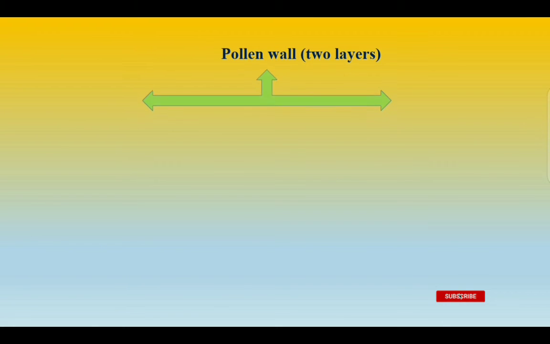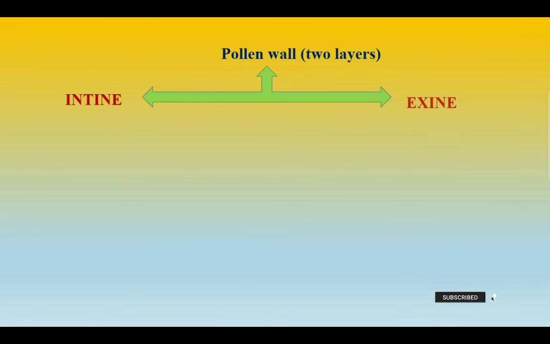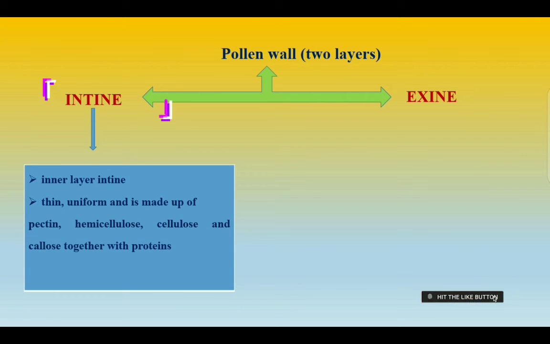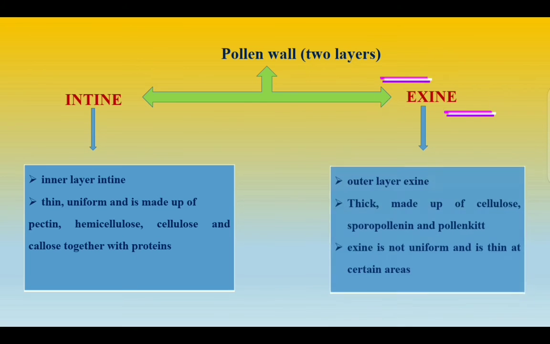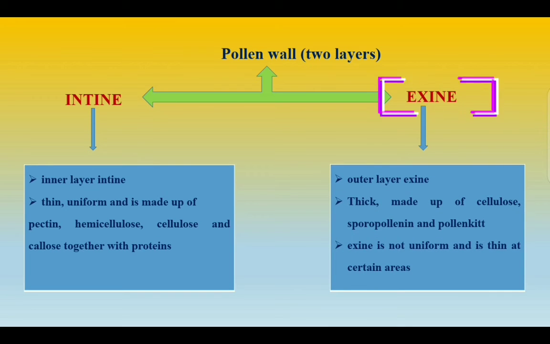Coming to the pollen wall, it is made up of two layers, that is intine and exine. So what is intine? The intine is the inner layer and it is very thin, uniform and is made up of pectin, hemicellulose, cellulose and callose together with proteins. And what is exine? Exine is the outer layer and it is thick, made up of cellulose, sporopollenin and pollen kit. So exine is not uniform and is thin at certain areas.